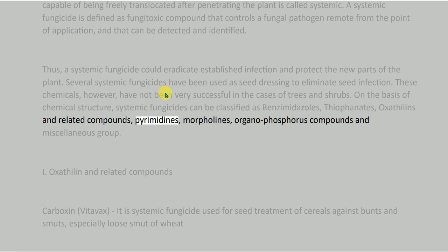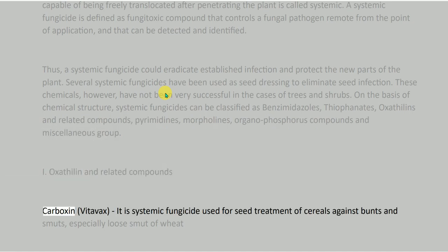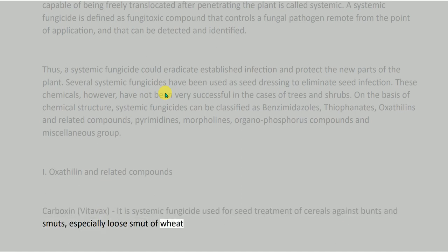1. Oxathiin and related compounds. Carboxin, Vitavax, is a systemic fungicide used for seed treatment of cereals against bunts and smuts, especially loose smut of wheat. Oxycarboxin, Plantvax, is a systemic fungicide used for the treatment of rust diseases of cereals, pulses, ornamentals, vegetables and coffee.